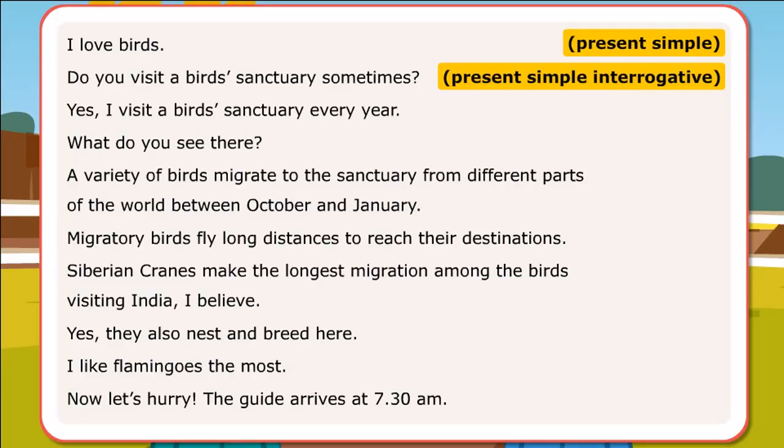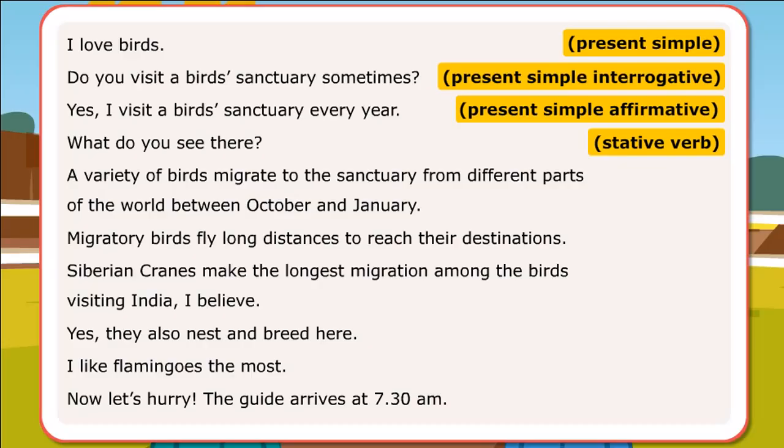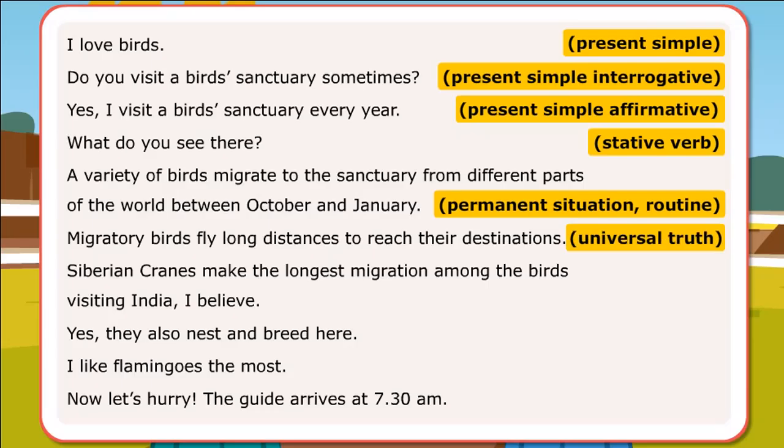Yes, I visit a bird sanctuary every year. Present simple affirmative. What do you see there? Starter verb. A variety of birds migrate to the sanctuary from different parts of the world between October and January. Permanent situation, routine. Migratory birds fly long distances to reach their destinations. Universal truth.